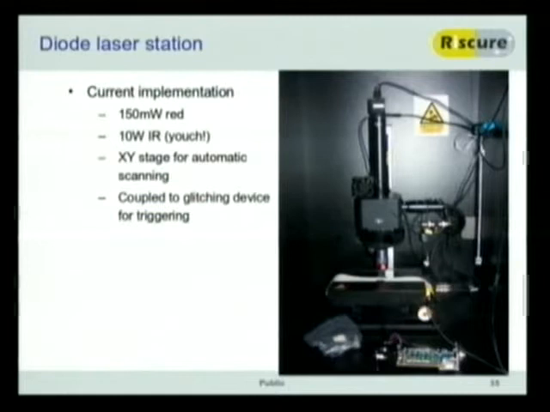Like I said, we have a 150 milliwatt red laser. We have a 10 watt infrared laser, so that's one where you really don't want to stand too close when it's operating. We have this XY stage for scanning the surface of the chip. And we coupled it to the device I showed you before just for this accurate triggering. This device is actually not on the picture right now. This is when we're still playing around with it.